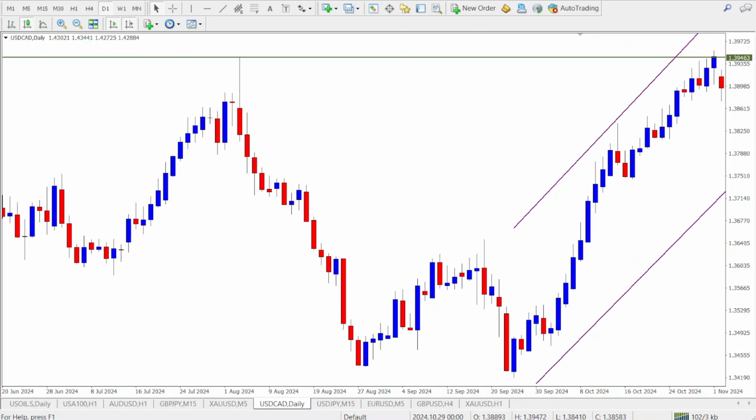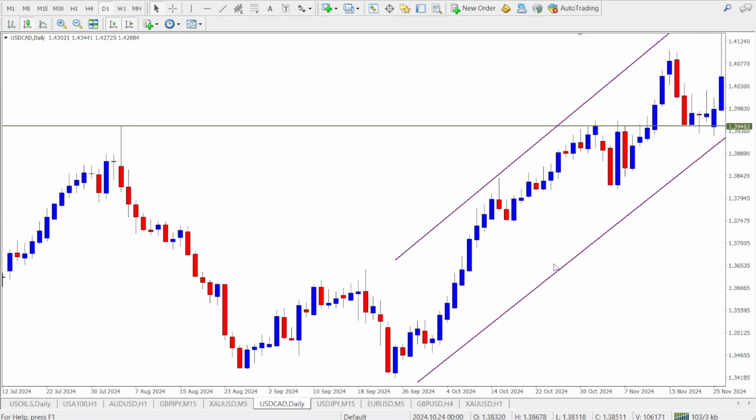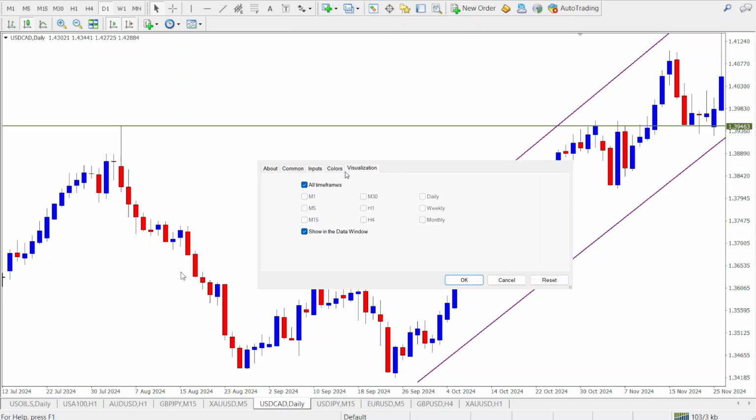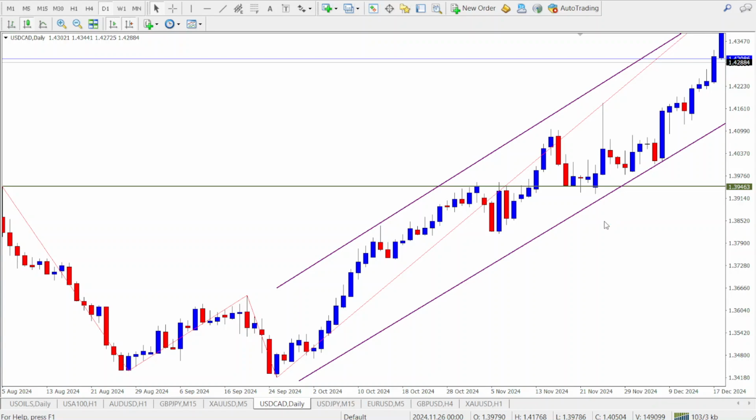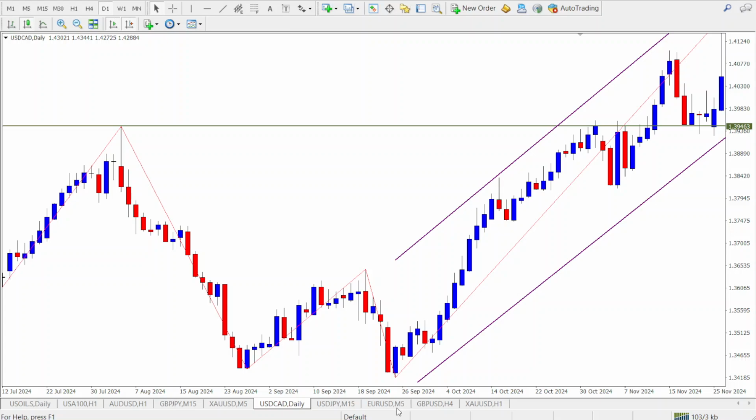Then you can also use technical indicators. For example, if you have the zigzag indicator in your MetaTrader library, you can use it. This is how a zigzag indicator looks. I'm just going to add it so that we can see. This is a zigzag indicator. You can see it automatically identifies swing highs and swing lows for you. So you can use the zigzag indicator to highlight swing points.